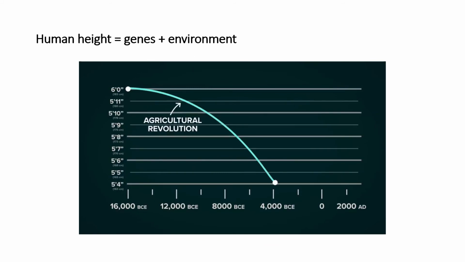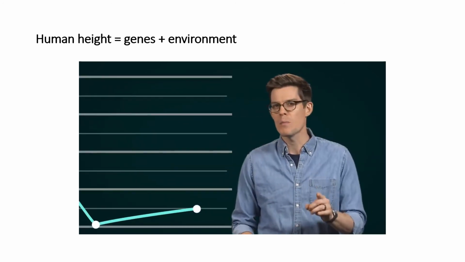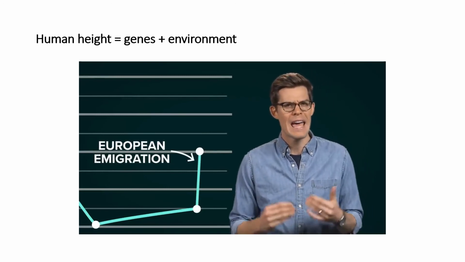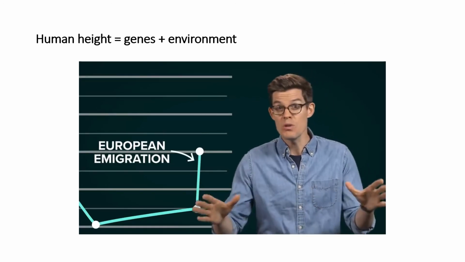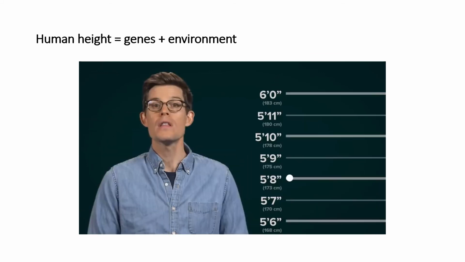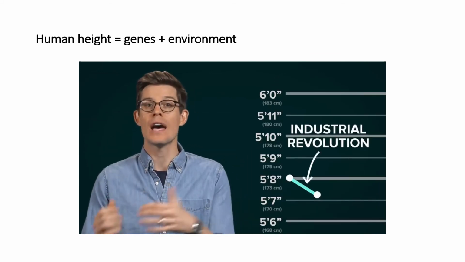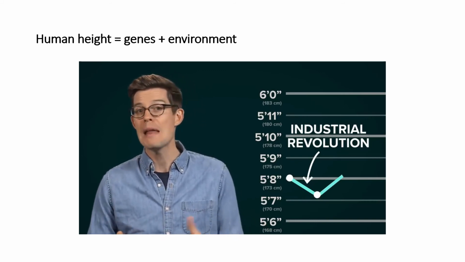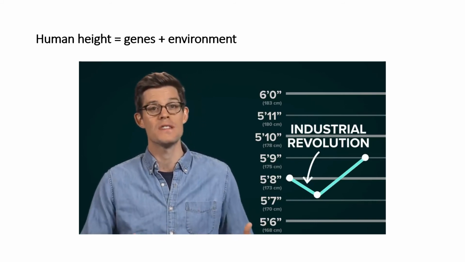By the time the 18th century rolled around, the average European man was only 5'5" tall. But when those Europeans emigrated to America, their kids grew up to be 5'8" tall on average. A huge jump in just a generation. During the Industrial Revolution, heights took a dip due to urban crowding and disease, but soon after, the human height boom continued and continues today.